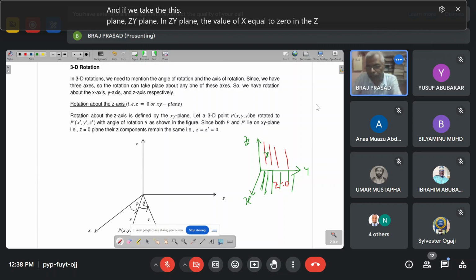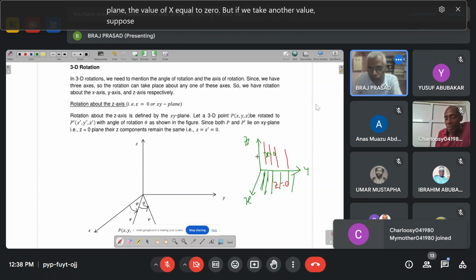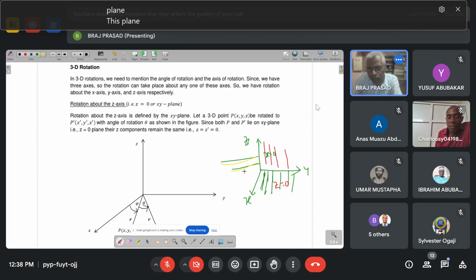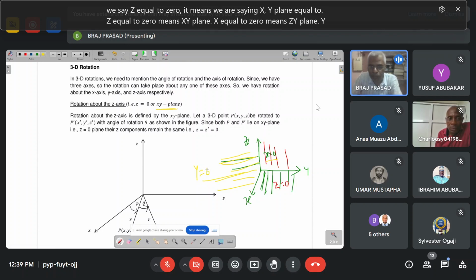In the zy plane the value of x equal to 0. But if we take another value, suppose this plane, I mean the xz plane, in this xz plane the value of y equal to 0. So if we say z equal to 0, it means we are saying the xy plane. Z equal to 0 means xy plane. X equal to 0 means zy plane. Y equal to 0 means xz plane.